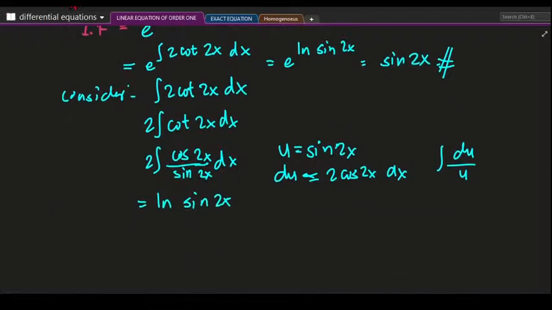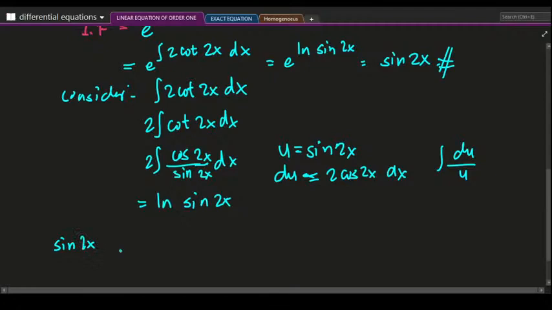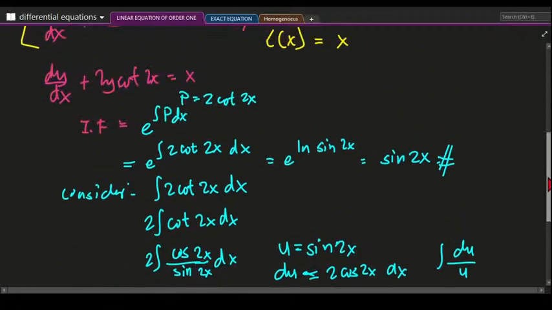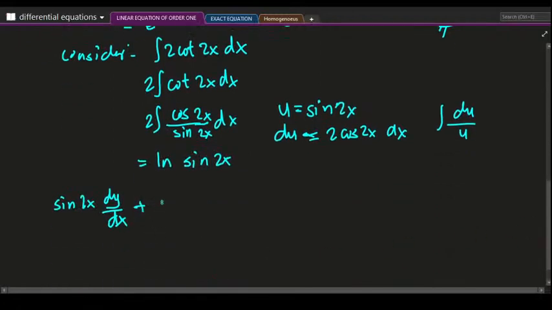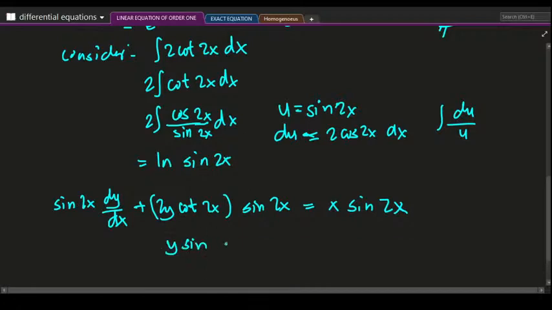So we will have sine 2x dy/dx plus 2y cotangent 2x sine 2x is equal to x sine 2x. Okay, so this part of the differential equation is just an exact equation, in which the answer will be just y sine 2x.